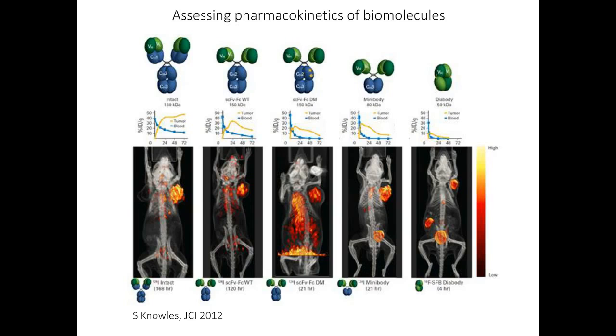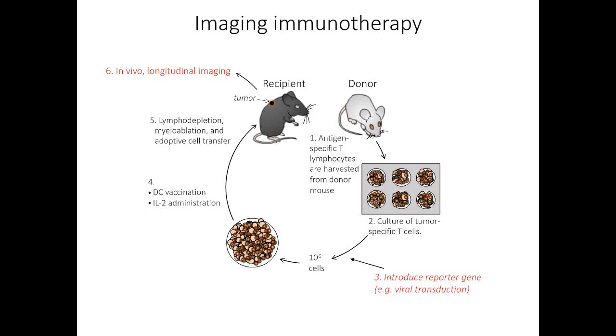And finally, I'd like to end with imaging of immunotherapy, which I think is a very hot topic nowadays. So it'd be good to go over how imaging, especially PET imaging, can be integrated into immunotherapy. This is simply a schematic of how adoptive cell transfer immunotherapy works. Essentially, a donor could be the same mouse, but a donor that has antigen-specific T lymphocytes against, for example here, the T cell tumors of interest.